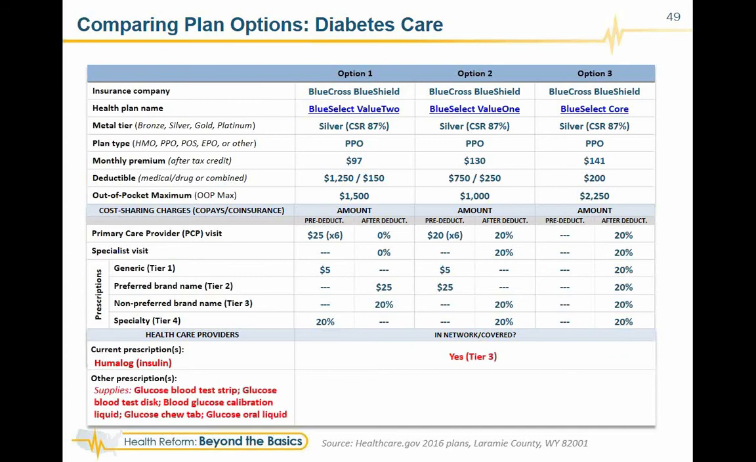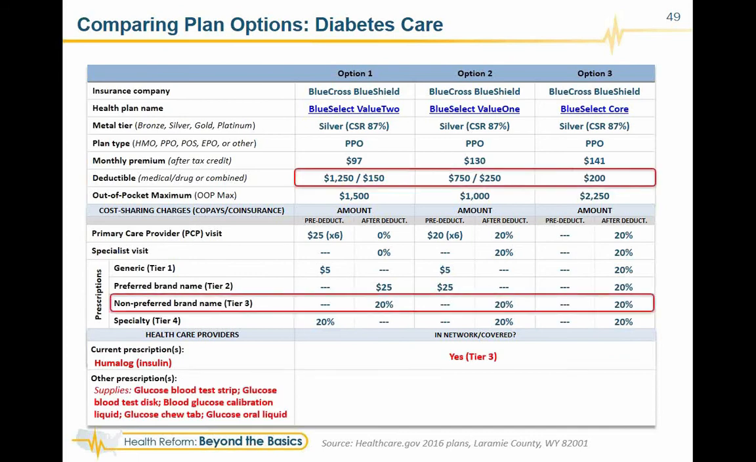Even though the drug formulary is the same for each plan, the actual cost sharing for each tier is different in each plan. So for example, Plan 1, Tier 3 has a 20% coinsurance once Doug pays a separate $150 drug deductible. But Plan 3, which also has a 20% coinsurance, has that cost sharing kicking in after Doug pays a general deductible of $200. So that means that any other out-of-pocket costs beyond prescription drugs will count towards that deductible amount.